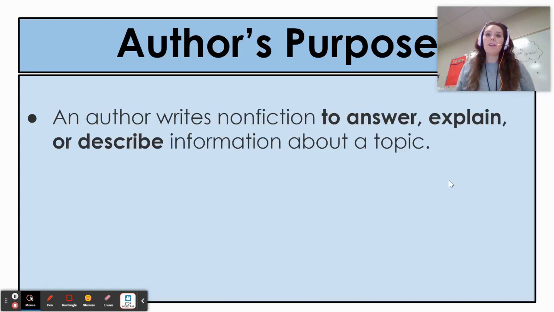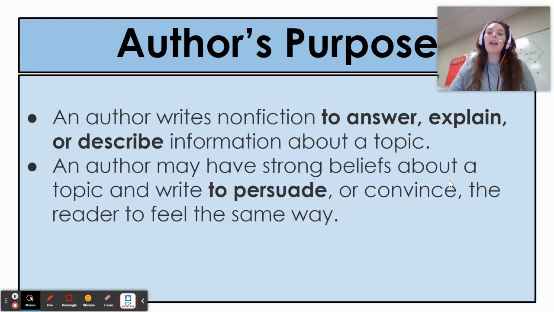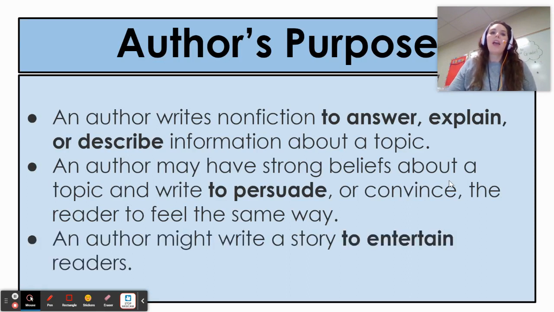An author writes nonfiction, or expository, to explain, answer, or describe information about a topic. An author may have strong beliefs about a topic and write to persuade or to convince the reader to feel the same way they do. An author also might want to write a story to entertain the readers. So thinking about these three different reasons why authors write a text is either to explain and describe, to persuade you to think a certain way, or to entertain you.